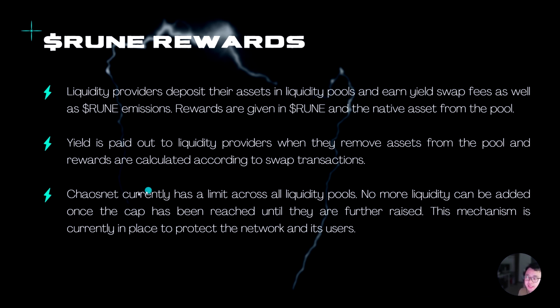So currently THORChain is in ChaosNet, which means that there's a cap across all liquidity pools. So you can't add more liquidity if the cap has been reached until there's a proposal to raise the caps further. This is put in place because ChaosNet is a place where everything is still new and still testing, and they want to test with real economic incentives and consequences. So that's why they have it in like a sort of mainnet, but they also want to protect the network and its users. So that's why they put a limit.